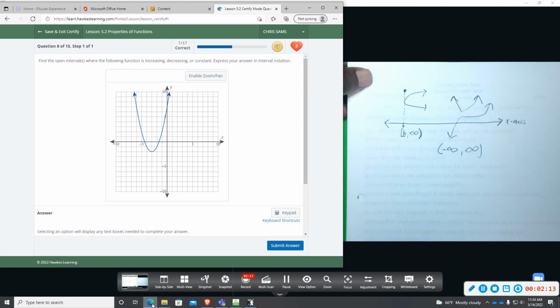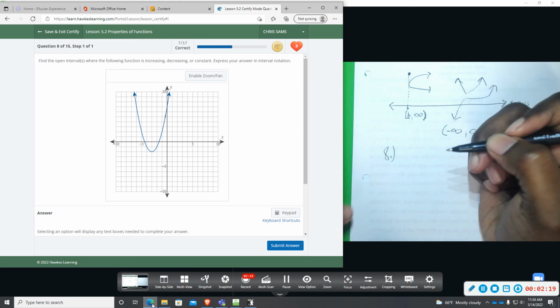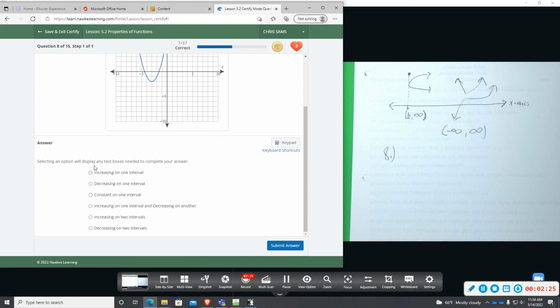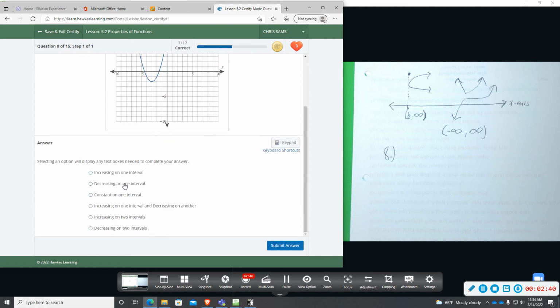All right, so with number 8, we want to know, let me see what the first part is. It's just one of one. So we want to know increasing, decreasing, or constant. And this graph is decreasing, and then it's increasing. So we have increasing on one interval, decreasing on one interval, constant on one interval, increasing on one interval and decreasing on another, increasing on 2 intervals, decreasing on 2 intervals. So those are our options. We are going to select increasing on one interval and decreasing on another.